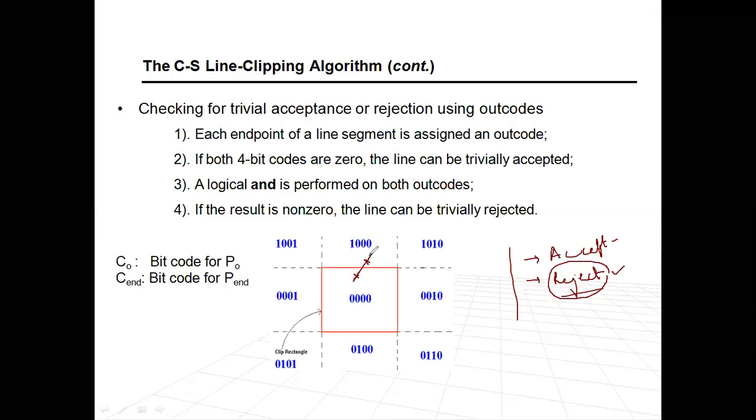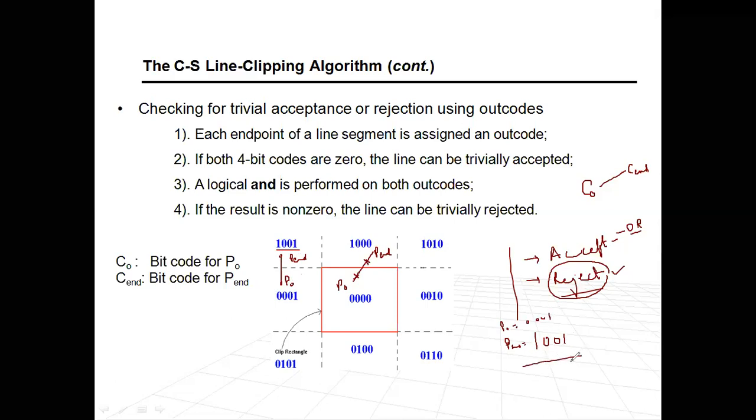Every endpoint of a line will be provided with an outcode, and we perform the operation between the two outcodes, one outcode being C naught and another C end, for the line with points P naught and P end. Let's see how it will work. If I draw a line from here to here, the outcode of P end is 1001, and the outcode of P naught is 0001.